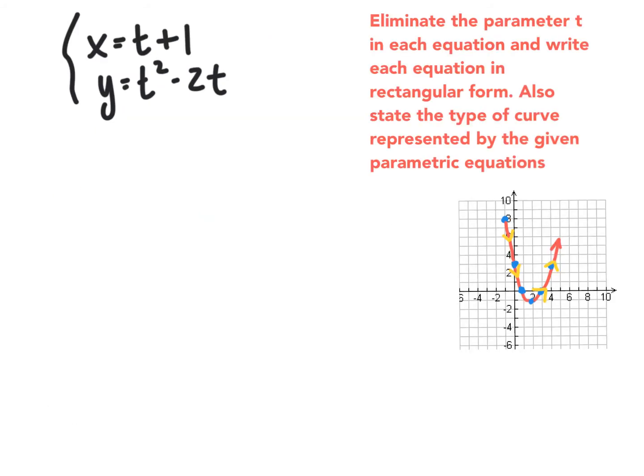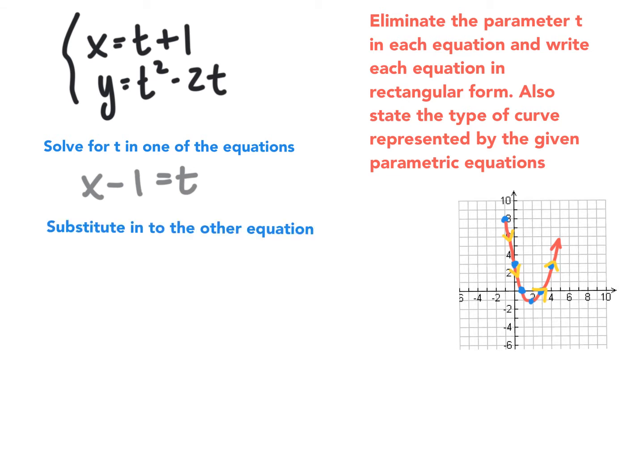Alright, so now we're going to eliminate the parameter t in each equation and write it in rectangular form. Rectangular form is just the form that you're used to. And we're also going to state the type of curve. So let's do this. What we're going to do is just solve for t in one of the equations. For me, that's easier in the first equation. x minus 1 is equal to t.